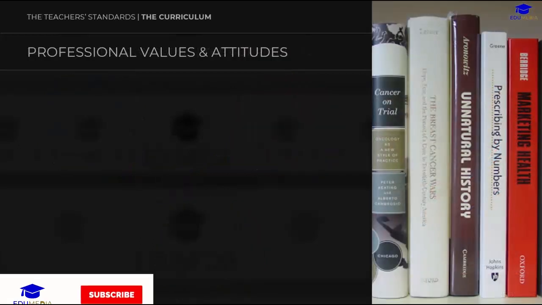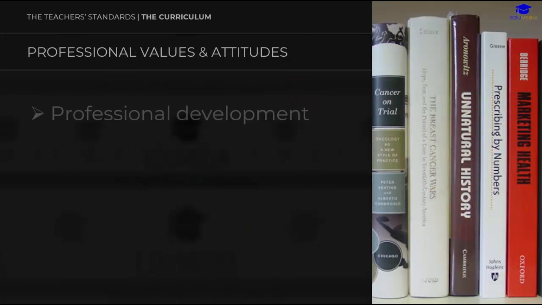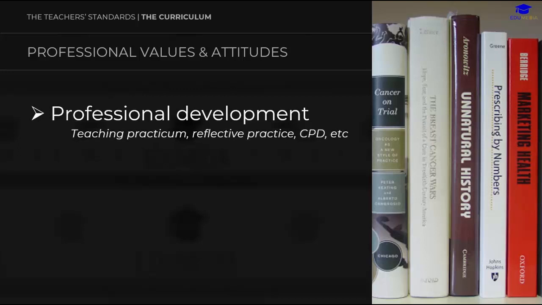So we look at the professional values and attitudes. Under this, we have the subdivision professional self-enhancement or development. Topics that can be considered under this include teaching practicum, reflective practice, continuous professional development and personal development, and other topics that relate to professional self-enhancement or professional development.